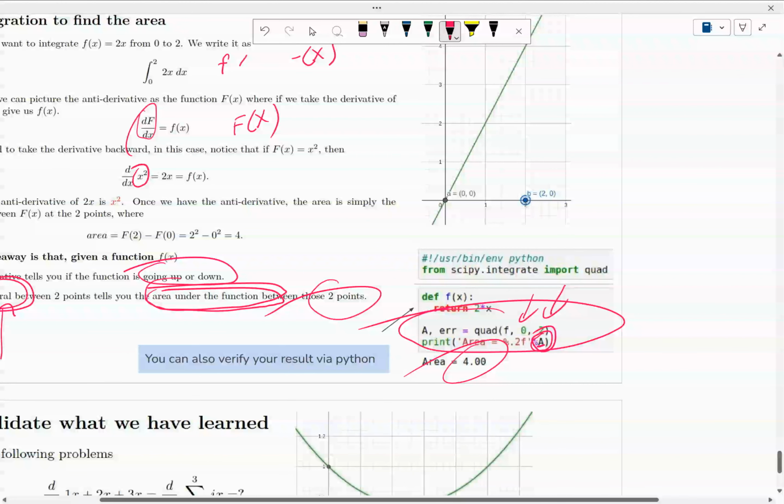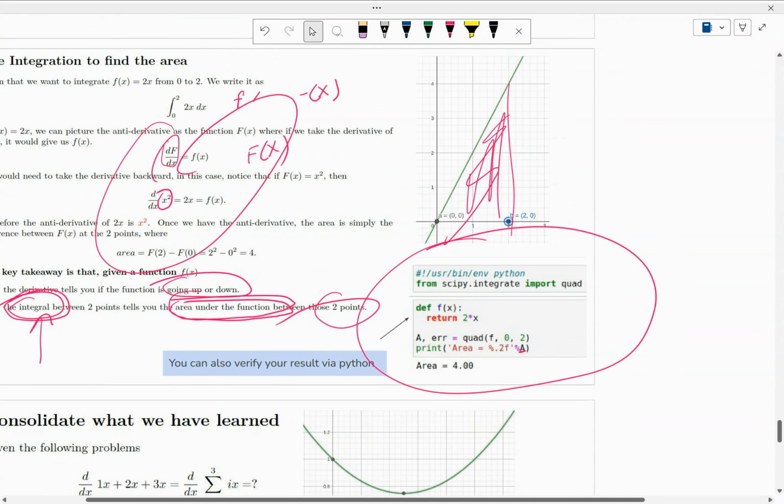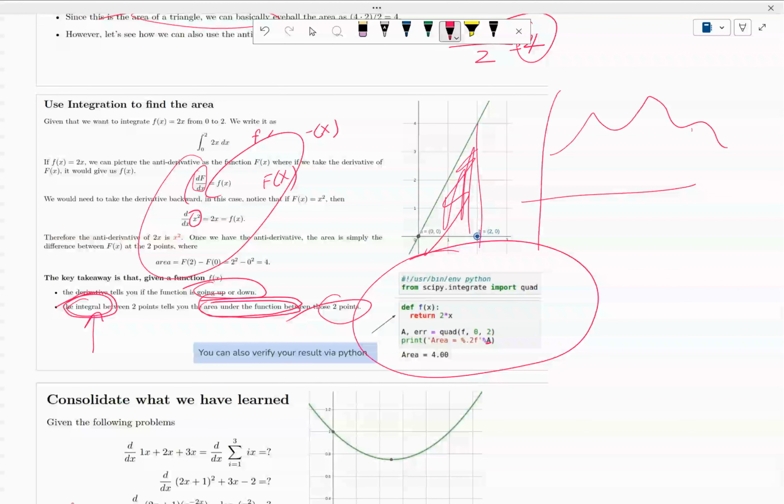The first way is we just calculate the area of a triangle. The second way is through integration. And the third way is using Python programmatically to get the integration. So these three ways allow you to essentially confirm. Now, of course, this triangle is really easy. That's an easy example. I could have given you something like this, right? And the area under this will be much more complicated.